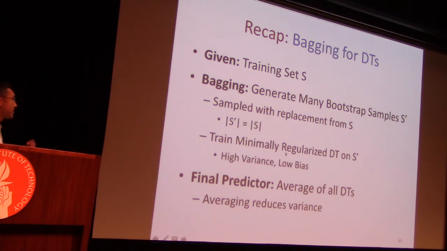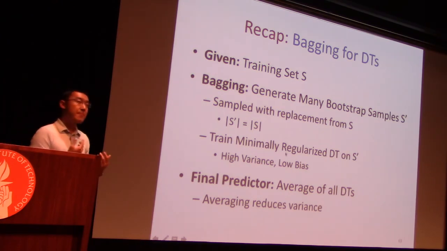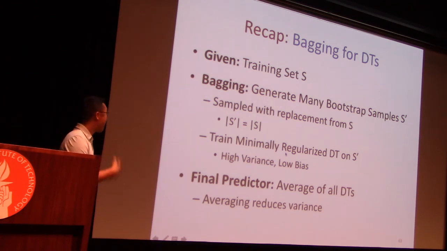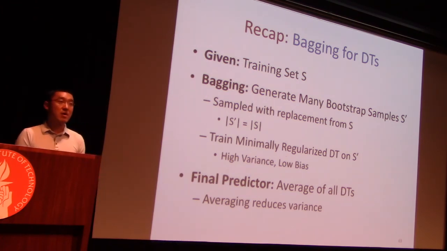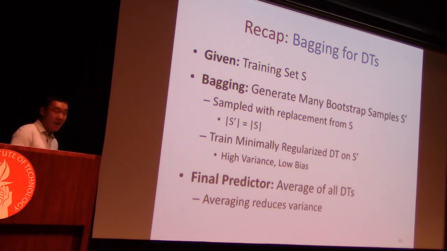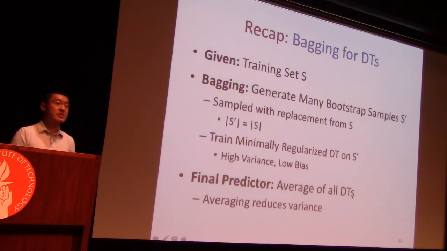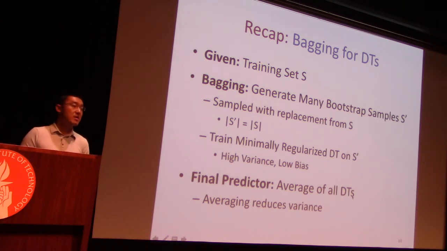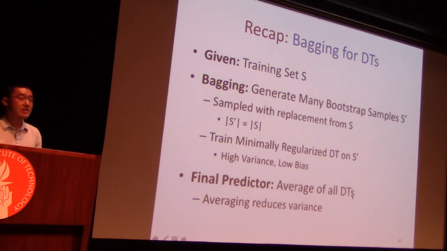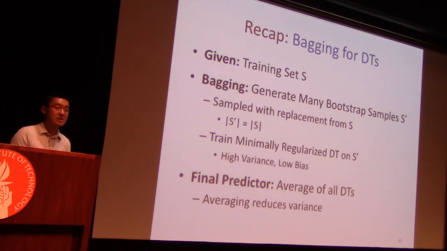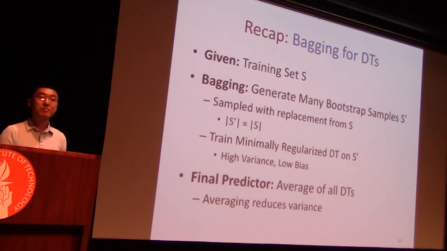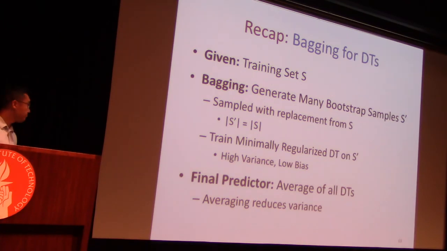And then we'll train a relatively minimally regularized decision tree on each S prime. We don't want these decision trees to be regularized a lot because we want high variance, low bias models, and those are minimally regularized decision trees. And then the final predictor is the average prediction of all the decision trees in our ensemble. In the case of regression, that's literally an average. In the case of classification, it's the majority vote. And the intuition of why this works is that averaging reduces the variance of the model class.